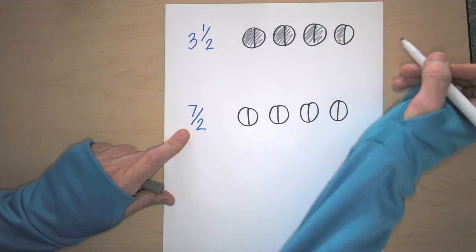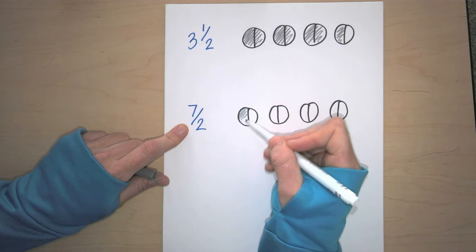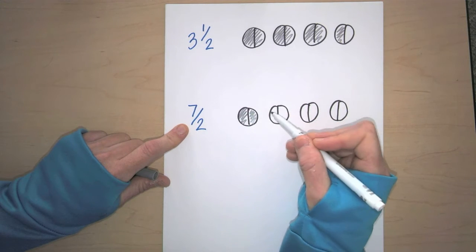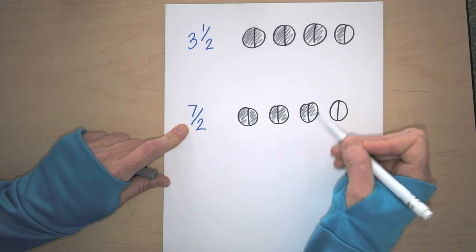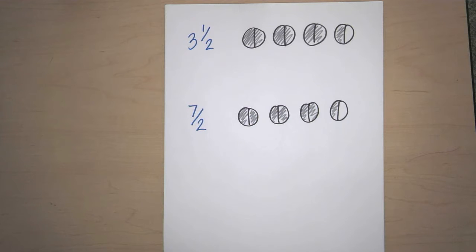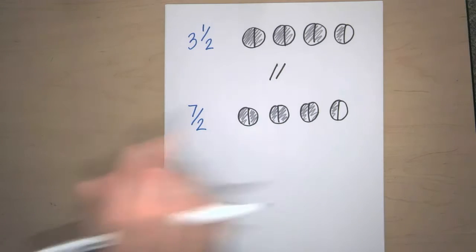7 halves. I'm going to color in. This is by halves now. I have no whole numbers, just halves. So 1, 2, 3, 4, 5, 6, 7. If I look at my illustration, yeah, they were written different, but they are equal, right? Written with an equal sign.